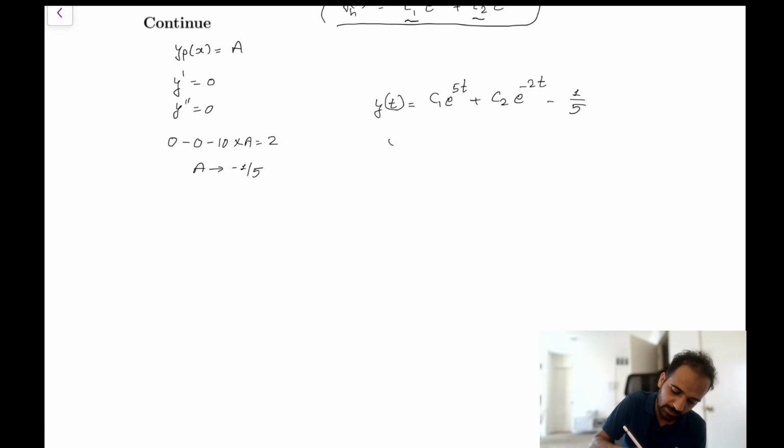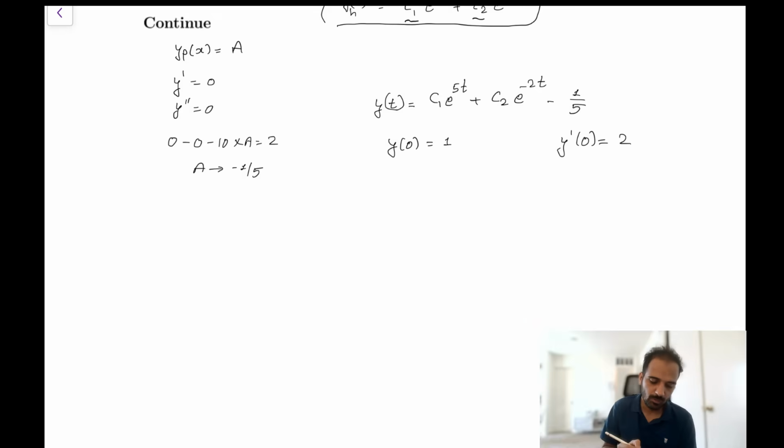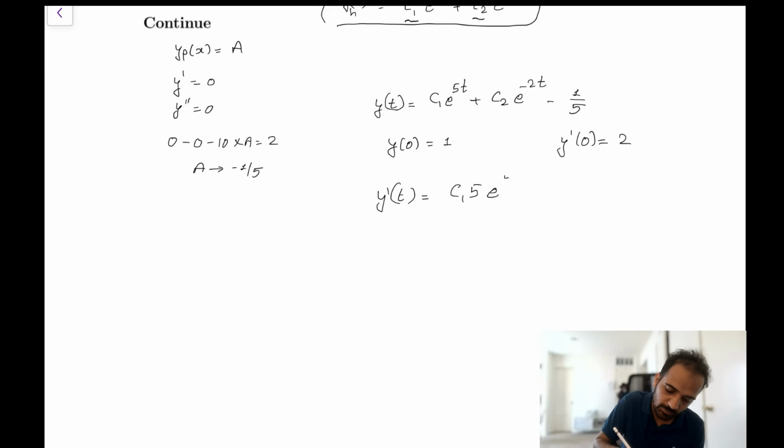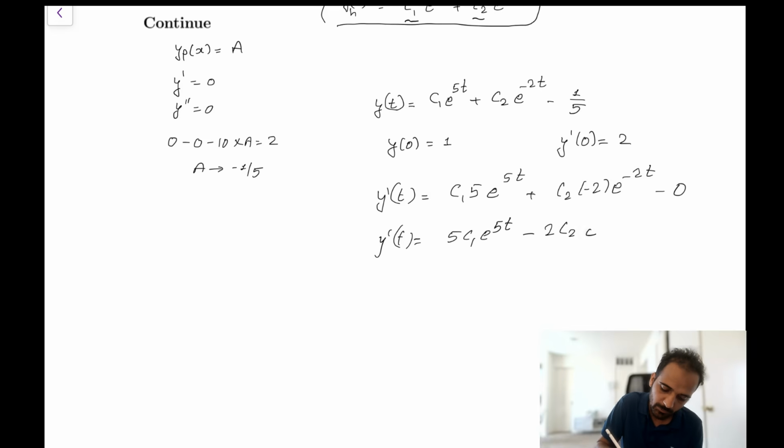And for the boundary condition, I already have y of 0 is 1 and y prime of 0 is 2. So let's calculate our y prime first. y prime of t is equal to 5 c1 exponential 5t minus 2 c2 exponential minus 2t, and the derivative of the constant will be 0. Okay, so I can simplify these two.